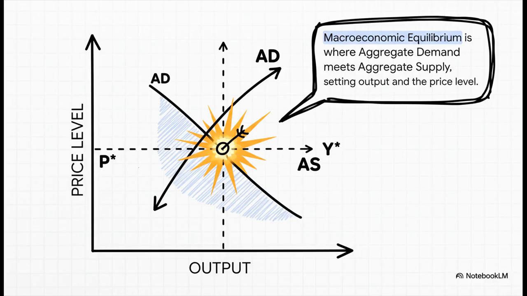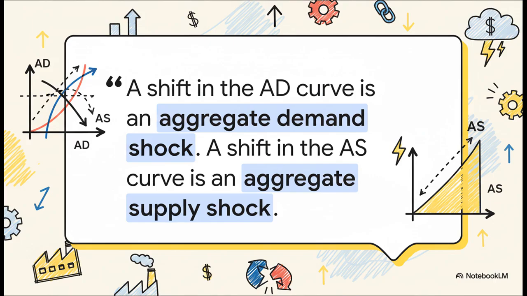At that exact price level and that exact output level, the total amount of stuff people want to buy is a perfect match for the total amount of stuff firms want to sell. Everyone's happy. The market is cleared. But let's be real. The economy never just sits still in that sweet spot for very long, does it? Things happen. Big events that cause one of these entire curves to shift are called shocks.